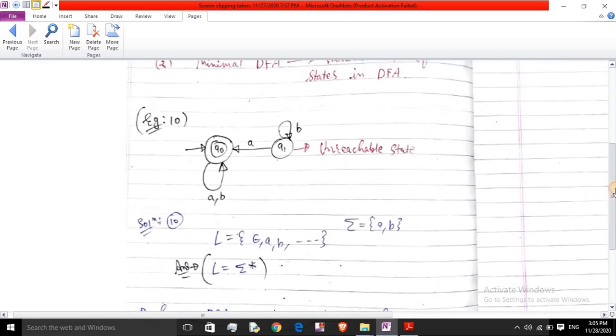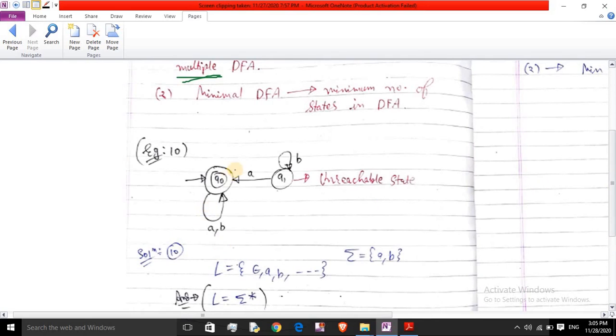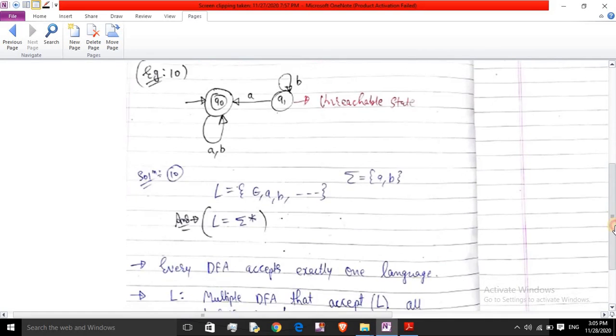Now look at this example. What is the language containing this? This also accepts all those languages, but this is with unreachable states. This is also the same thing, but not with the minimal number of states in the DFA.